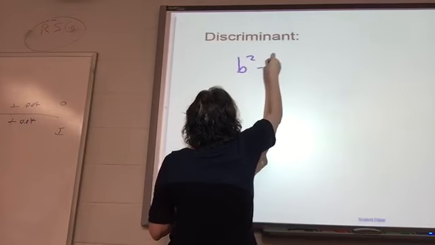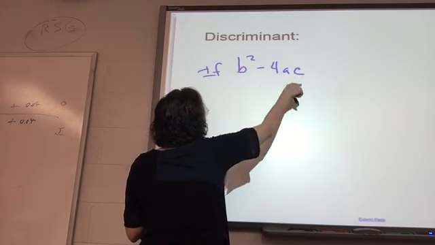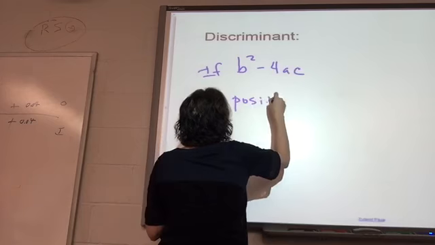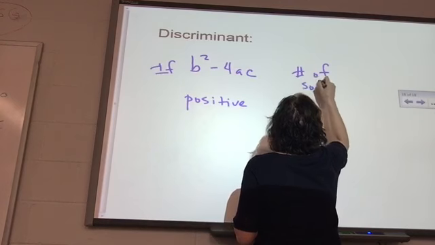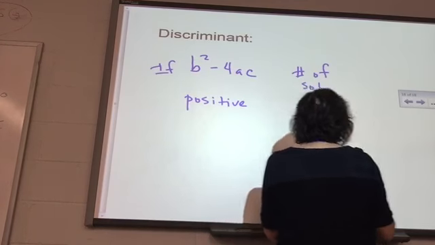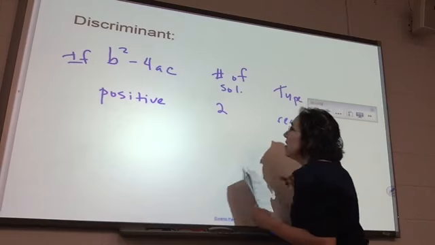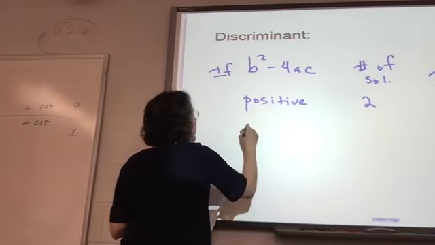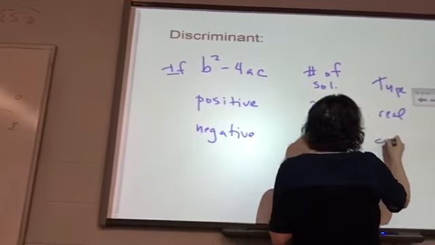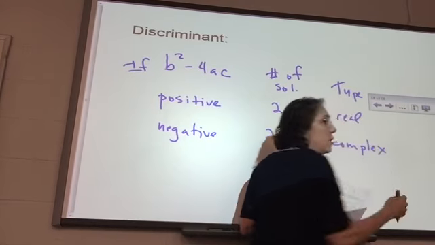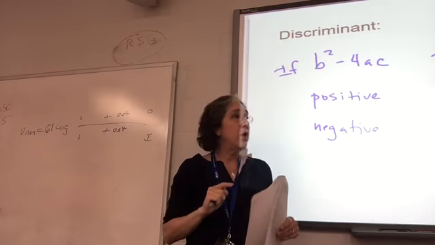If your discriminant, if that calculation is positive, the number of solutions is 2. The type of solutions are real. If it's negative, you get 2 solutions, but they are complex. They will have i. Now, what does that look like if you graph it? It doesn't pass the x. Yes, it doesn't cross the x-axis.